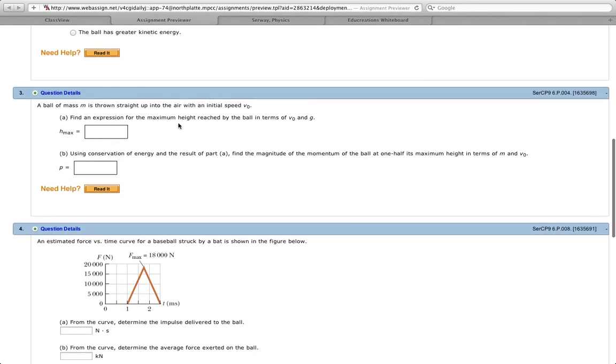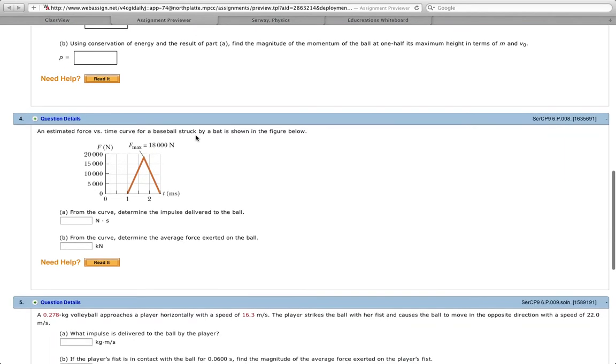A ball of mass m is thrown straight up in the air. We want to find an expression for the maximum height reached by the ball, and using conservation of energy, find the magnitude of the momentum of the ball at 1/2 its maximum height. So you can use conservation of energy to calculate the velocity of the ball at the halfway point, and then use that velocity to calculate momentum at the halfway point.